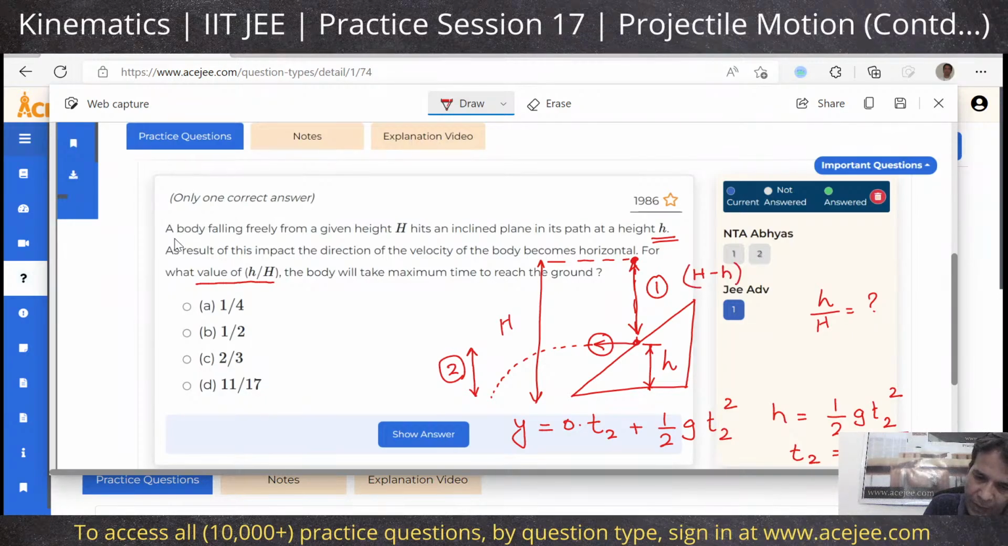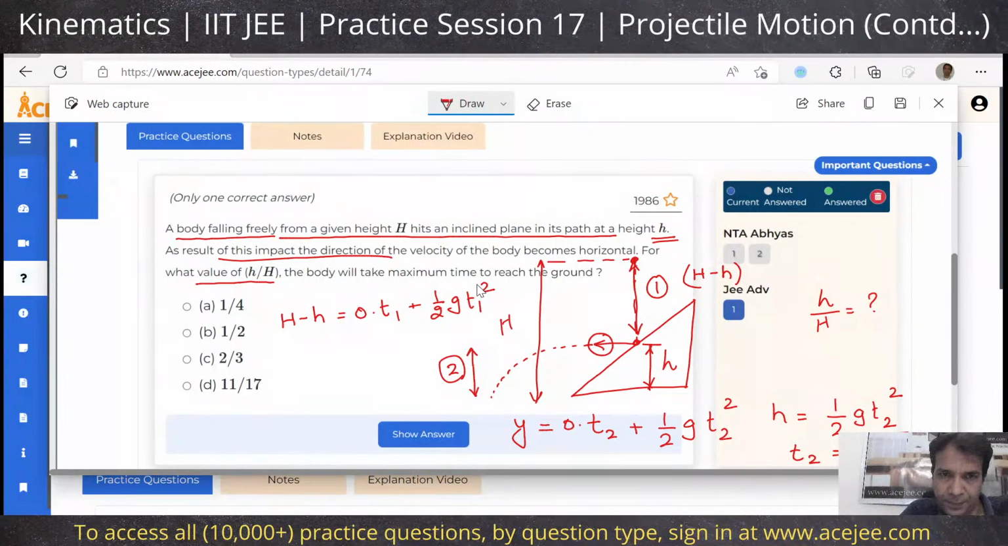And I think it is a body falling freely from a given height. So it's in free fall. That means it is moving under the acceleration g. And does it say that it has been released from rest? Okay, so I'll assume that the velocity at the topmost point is 0. So the initial velocity I'll assume to be 0, in which case H minus h, the distance covered in the first segment, is equal to 0 times t1 plus half g t1 squared.